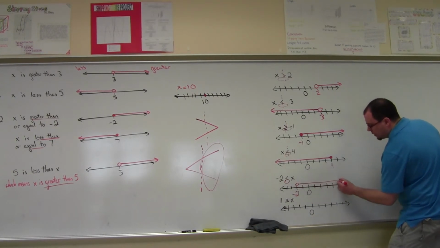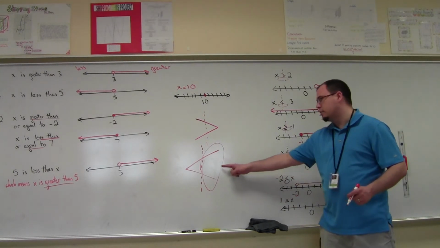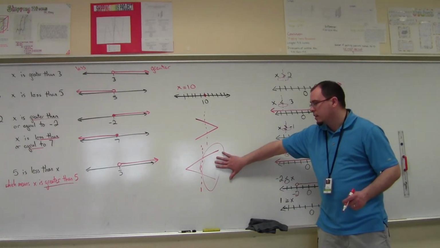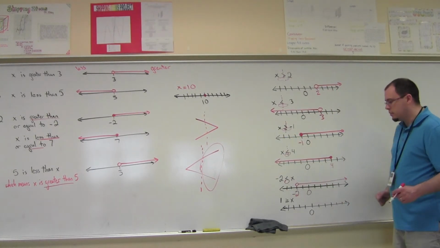Even though the arrow is pointing to the left, we're going to shade to the right because x is on the large side of the inequality symbol, just like here. So x is on the right side, but it's on the large side of the inequality symbol, so we're going to shade to the right.